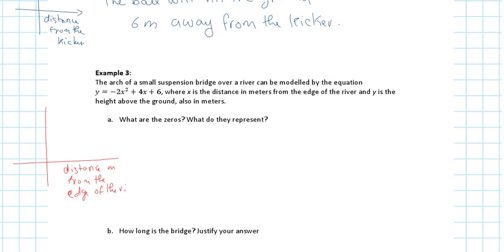What does y represent? The height above the ground. We're talking about a bridge here, right? Okay? So basically, your river is going to be your y-axis, because the arc is going to look like this. You have the river, then you have an arc, or a bridge, on top of the river. So you're going to have part of the bridge on each side of the river. Make sense?